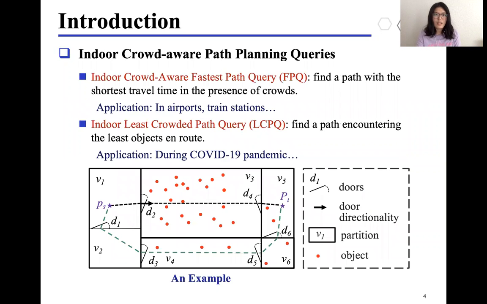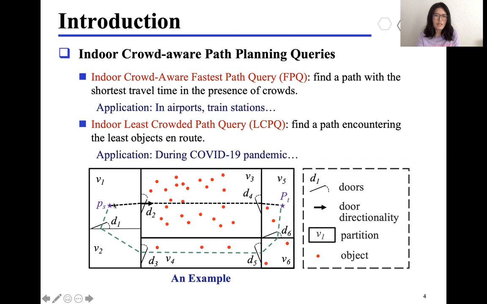So in this work, we study two indoor crowd-aware path planning queries. The first one is the indoor crowd-aware fastest path query, which is to find a path with the shortest travel time in the presence of crowds. For example, here is an example. From PS to PT, the shortest path is the black one.